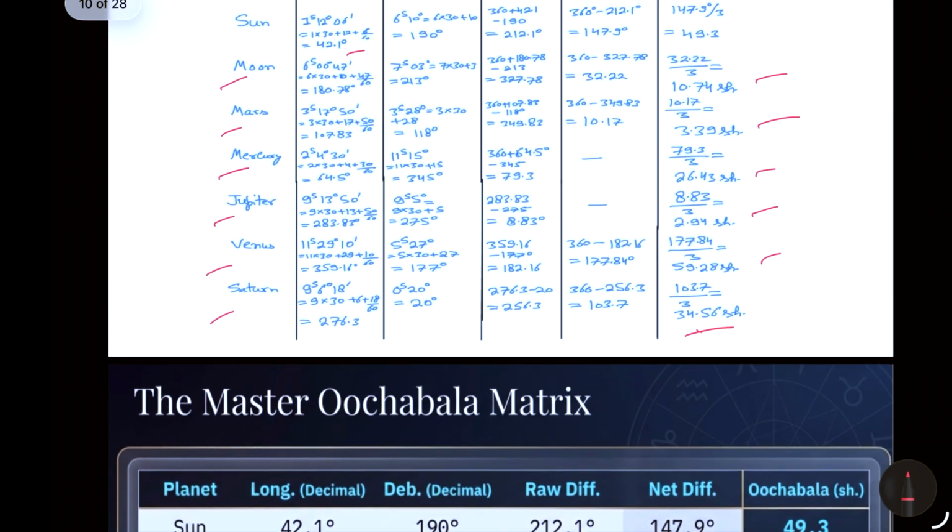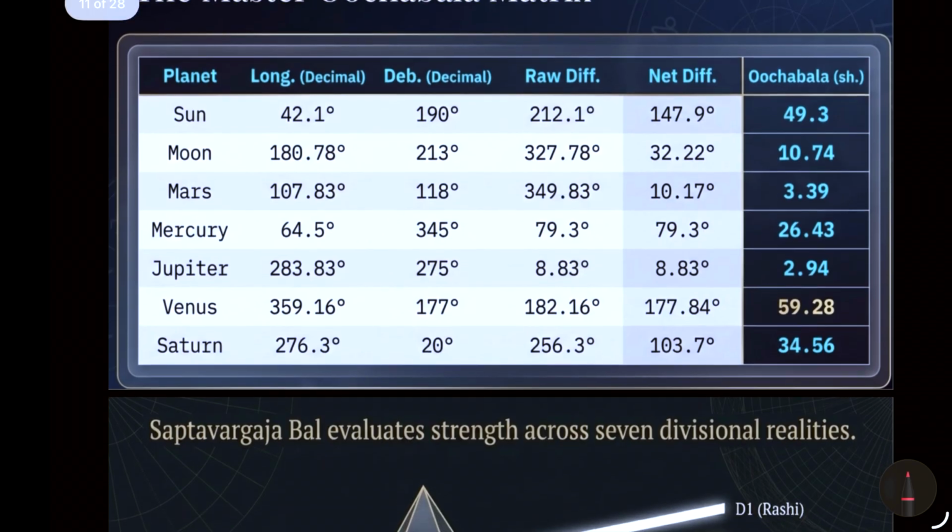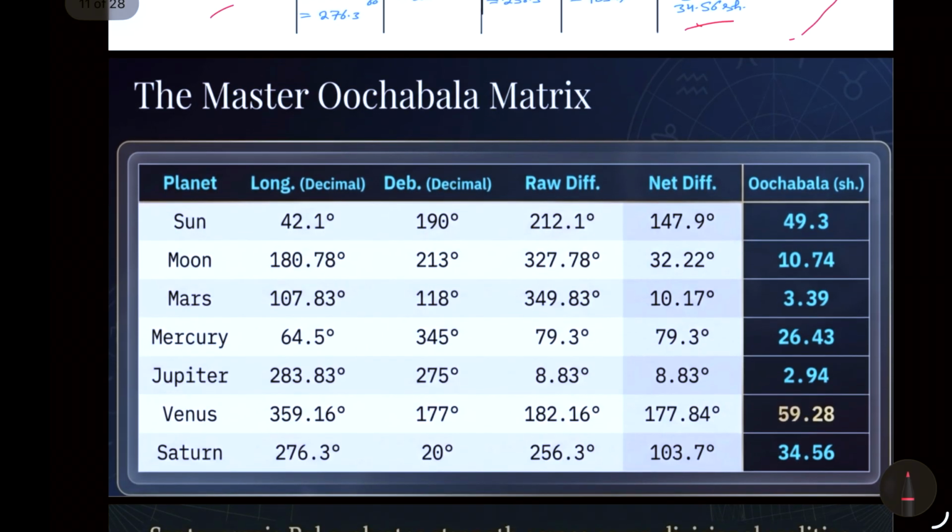Here I showed how we are doing the calculation by converting everything into minutes and then doing the calculation. So in the exam you have to solve it like this: longitude of planet, longitude, net difference, and then Uchval. This is how we have to show it in the exam. These are the results. So now it is the Uchval calculation.